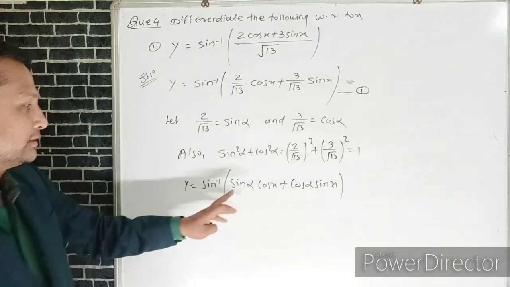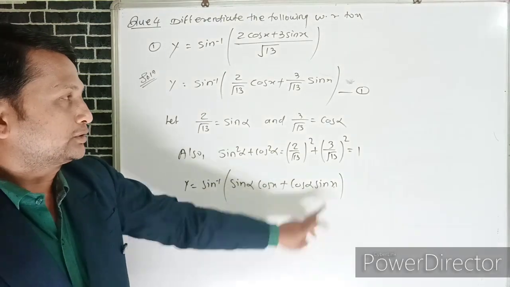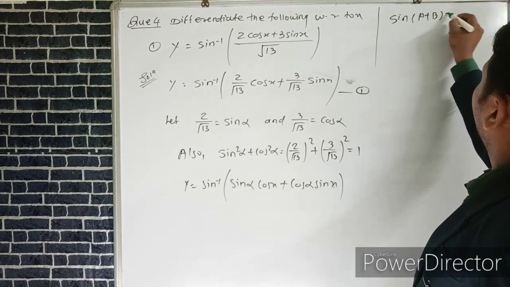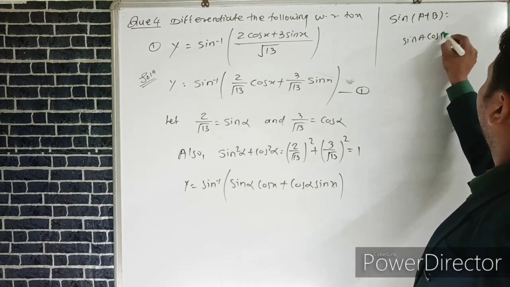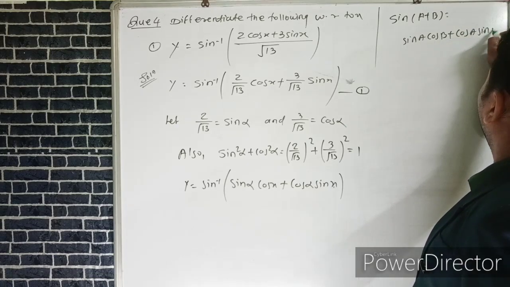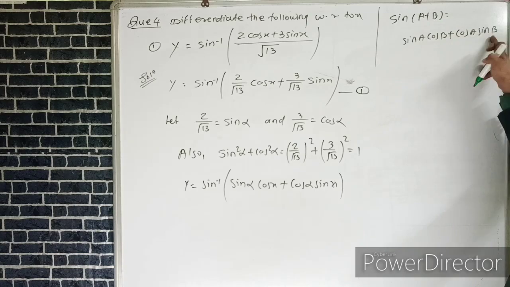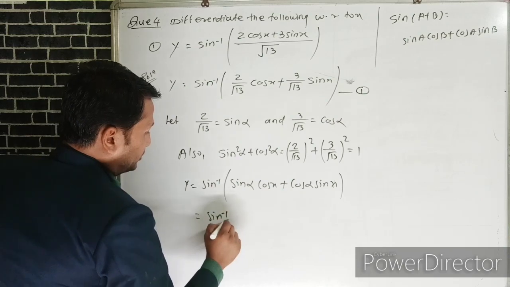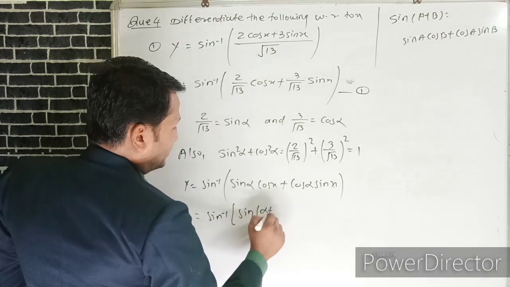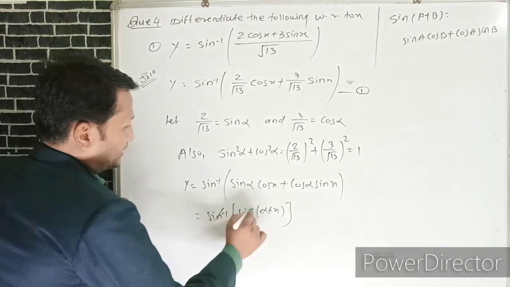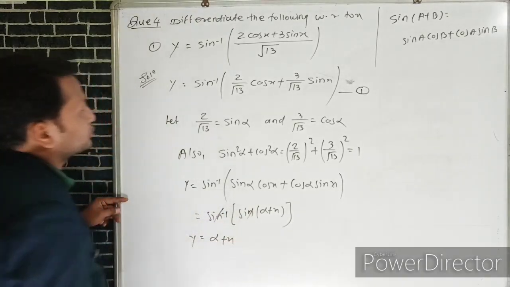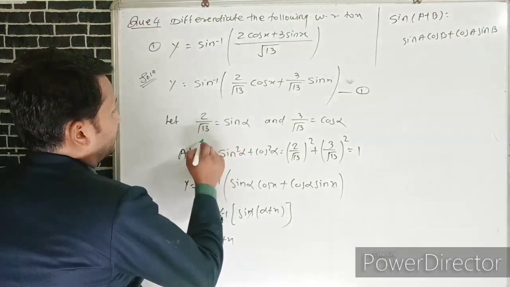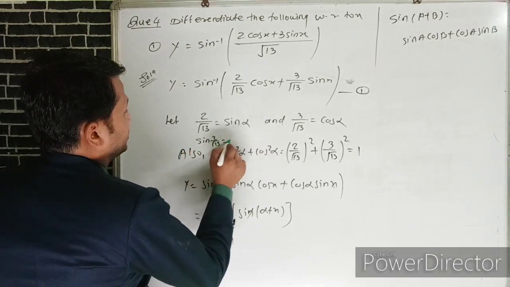We know, by using the rule of sin of a plus b is equal to sin a cos b plus cos a sin b, that sin a cos b plus cos a sin b is equal to sin of a plus b. We can write this whole term as sin inverse of sin of alpha plus x. Sin inverse sin cancels. Here alpha plus x, y is equal to alpha plus x, where we note that the value of alpha is sin inverse of 2 upon under root 13.